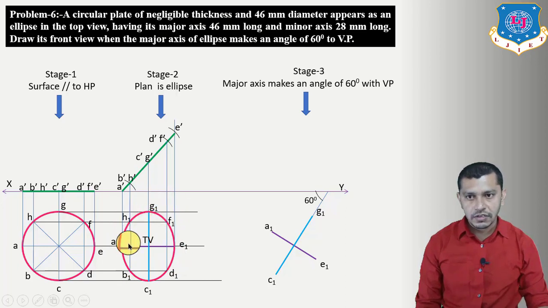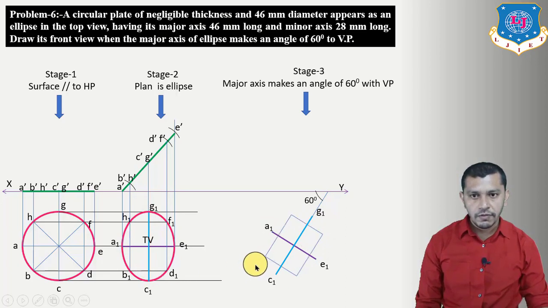Draw this rectangle at the given particular distance over here. So here we will get P1, D1, F1 and H1. Now again draw the freehand curve passing through these points. We will get the top view inclined at an angle of 60 degree, or we will get the top view of the ellipse with major axis inclined at an angle of 60 degree.